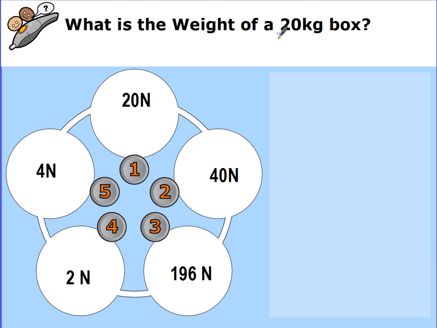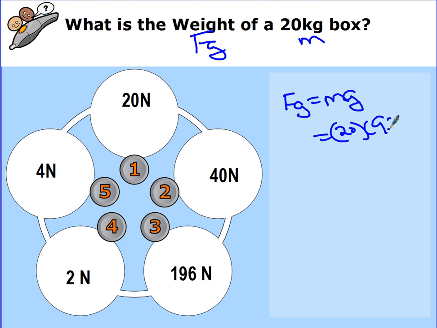Now what's the weight of a 20 kilogram box? The weight is Fg, and this is the mass. Fg is mg. The mass is 20. g is 9.8. So this is 196 newtons.